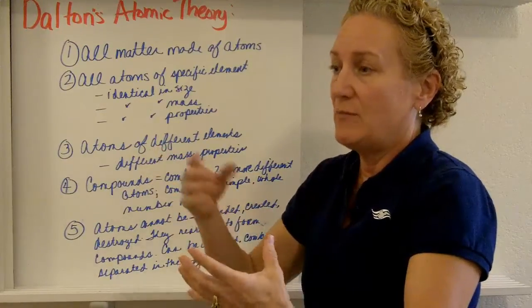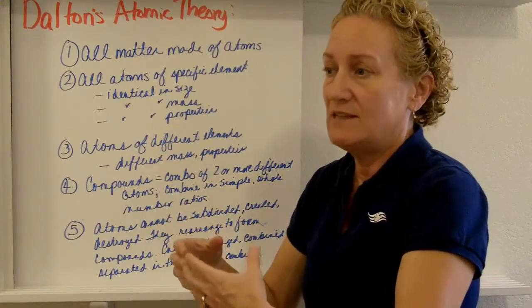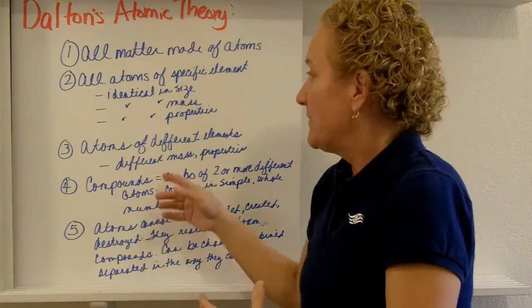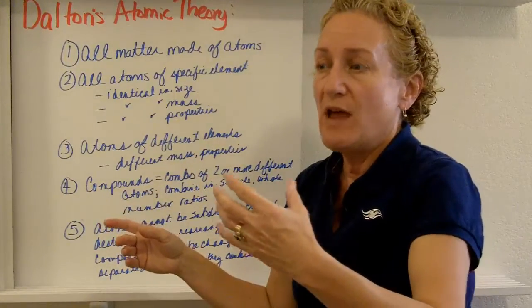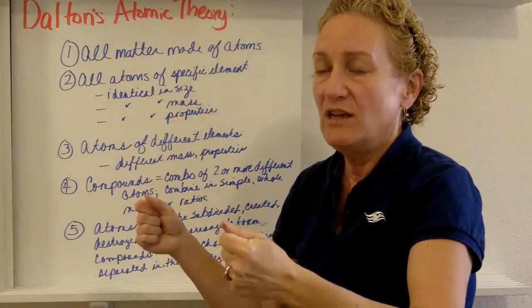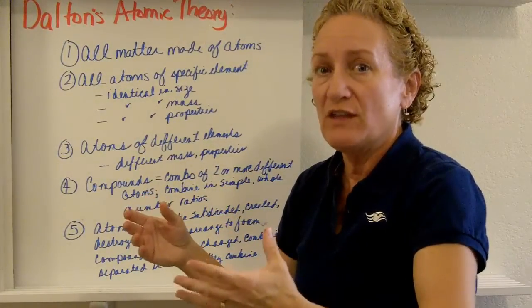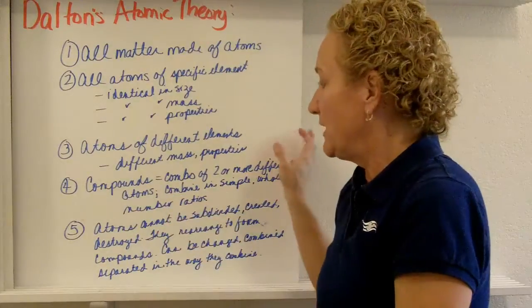An atom of gold is an atom of gold is an atom of gold. Same size, same mass, same properties. If it's different elements, they have different properties. So if you have gold and hydrogen, they're going to have different properties. So far, that's pretty intuitive, I think, but here's where he kind of makes a jump.